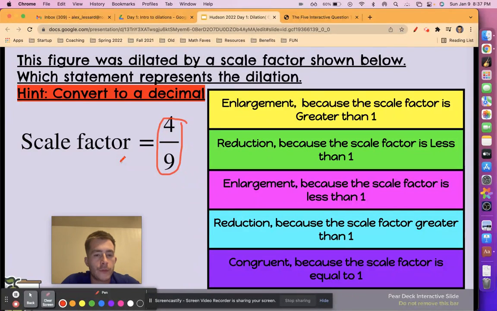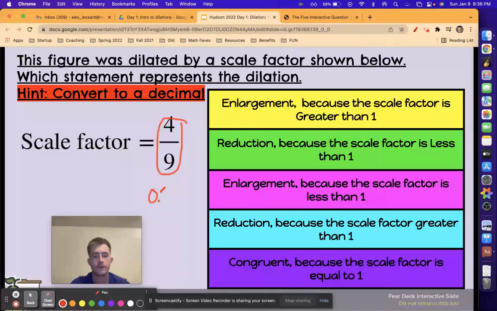All right, now we got 0.44 as our decimal. 44 repeating, right? Now, is that number greater than 1? No. Is it less than 1? Yes, it is less than 1. So I'm choosing between the answers that say less than 1 for sure. Can't be this, this says equal to 1. That's not it. This says greater than. And I know whenever it's less than 1 that it is a reduction. So green would be my correct answer here.